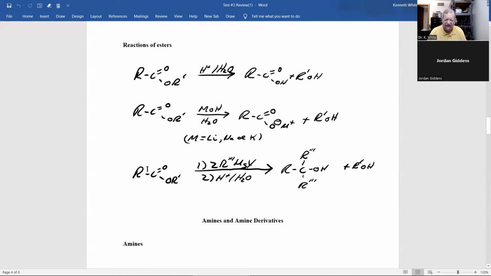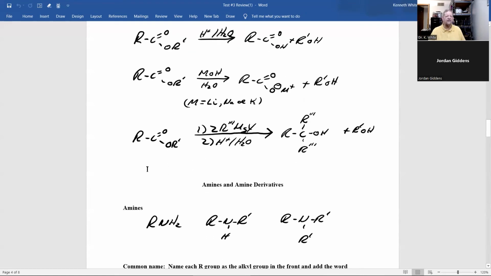Now, next, if you take an ester and react with not one, but two molecules of Grignard, second step, acid and water, you get two alcohols. The first one, you made not one but two carbon-carbon single bonds to the carbon that was originally the carbonyl carbon of the ester. And then this part forms another alcohol. But you make not one, but two carbon-carbon single bonds.